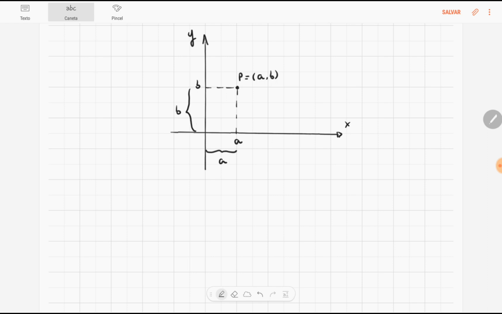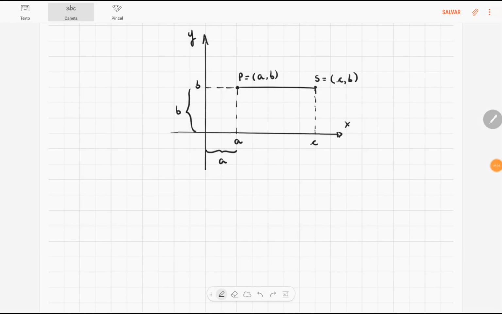Now let's consider another point I'm going to call S, and let's suppose that P and S are connected by a horizontal line. So if S and P are connected by a horizontal line, the ordinate of S is also equal to B. Let's suppose the abscissa of S is equal to C. So S is equal to C and B.